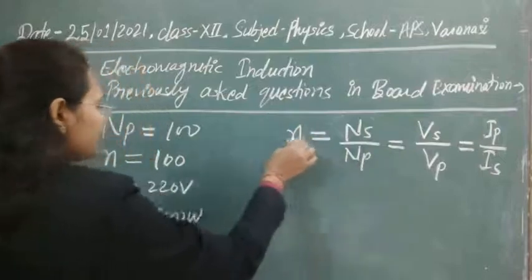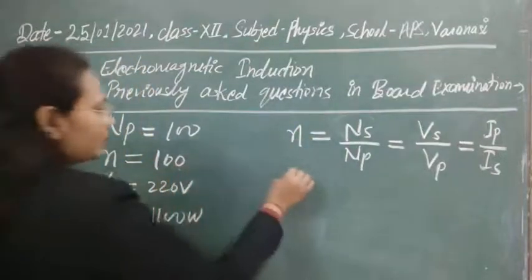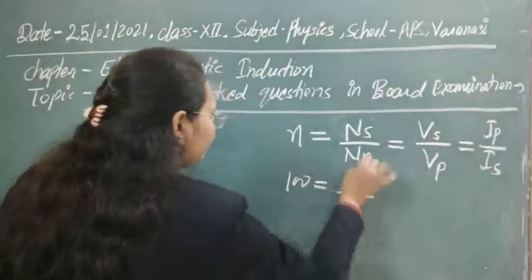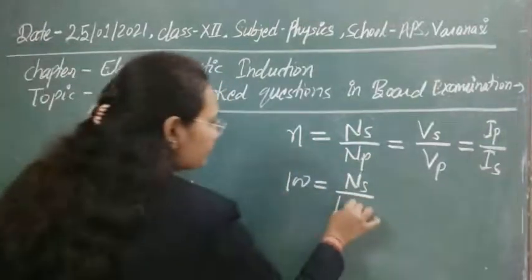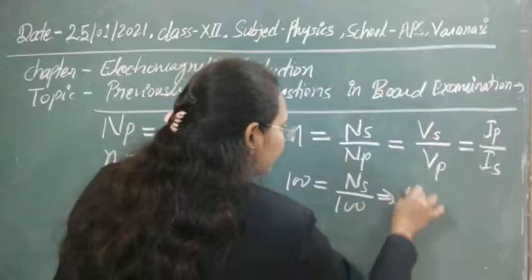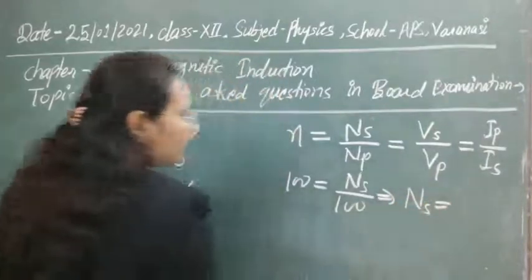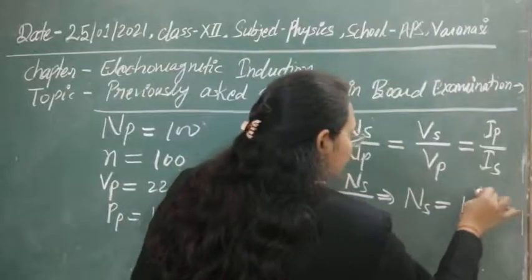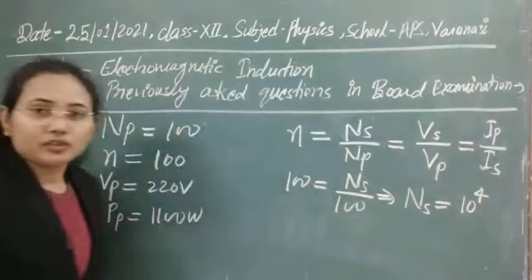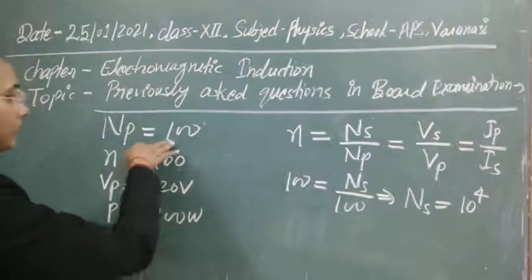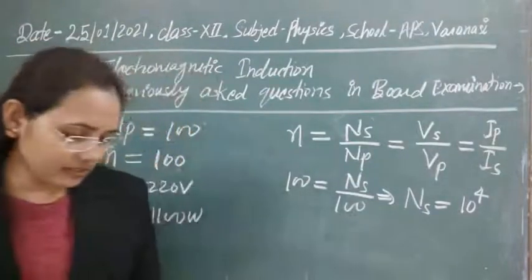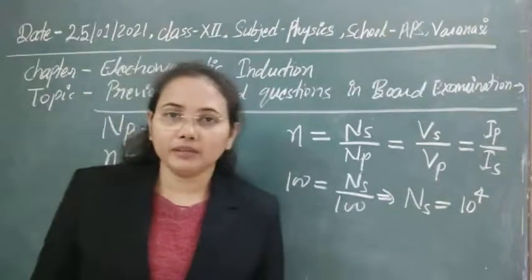First, the transformation ratio is given, this is 100. NS we have to calculate, NP is given, 100 also. So from here we can calculate the number of turns in secondary, that is equal to 10 power 4. Clear? So obviously this is greater than the number of primary, so our answer is right. Okay. Next question.